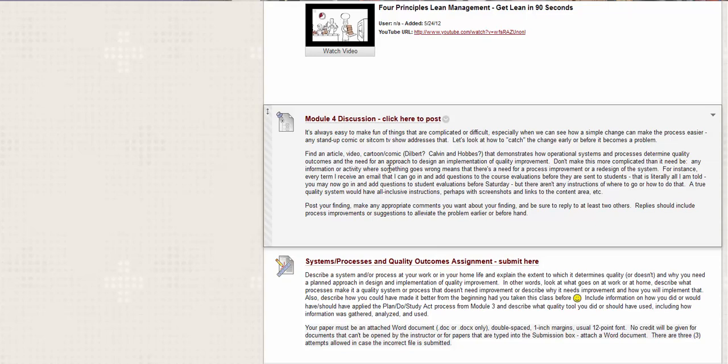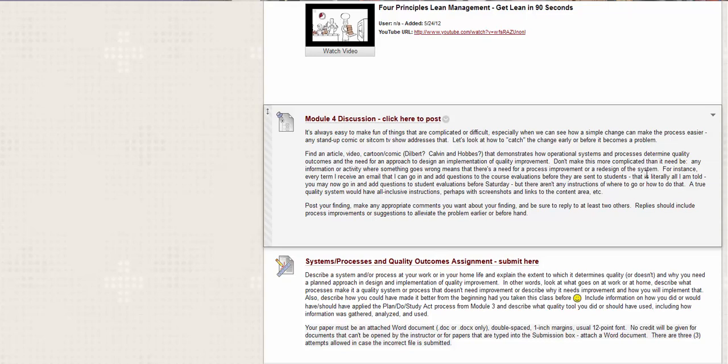Because what they're always looking for is, well, that's a bright idea. Well, that's really going to work. The sarcasm and things like that. So don't make this more complicated than it needs to be. Any information or activity where something goes wrong, that means there's a need for a process improvement, or a redesign of the system is fine.